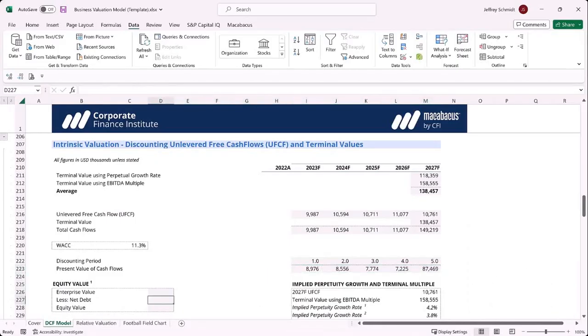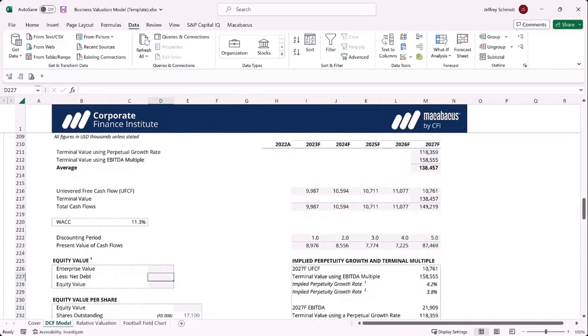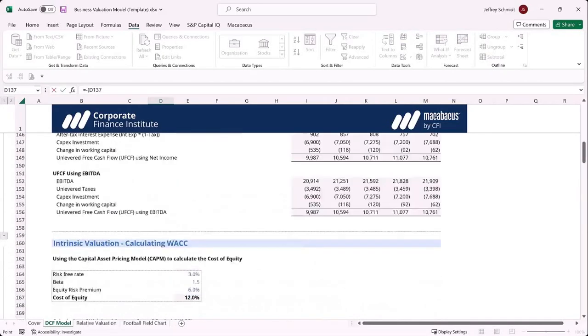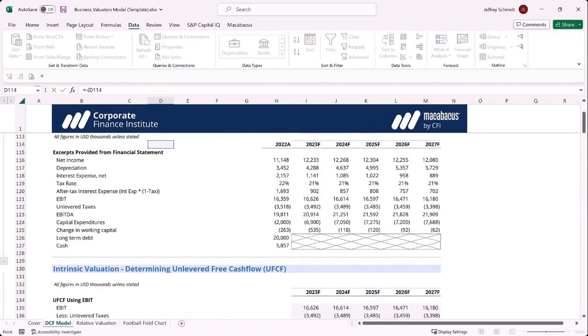Now that we have the present value of our cash flows, those are all unlevered cash flows. So if we sum those up, we get enterprise value. Then we need to calculate our net debt. So we're going to go ahead and make that a negative number, but we'll have to go up to where a lot of that data is. So we'll take our debt of $20 million minus our cash of a little less than $6 million.